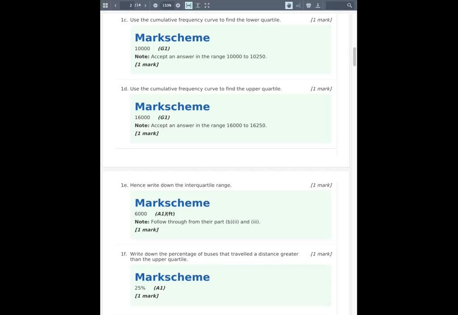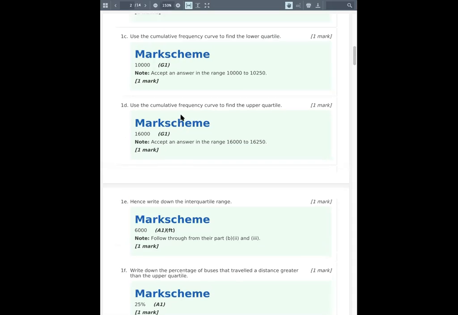They're asking to find the lower quartile, so you would do the same thing. You would go and hit the curve, and then you would just go straight down. So it would be 10,000 to 7.5. So your answer would be 10,000.